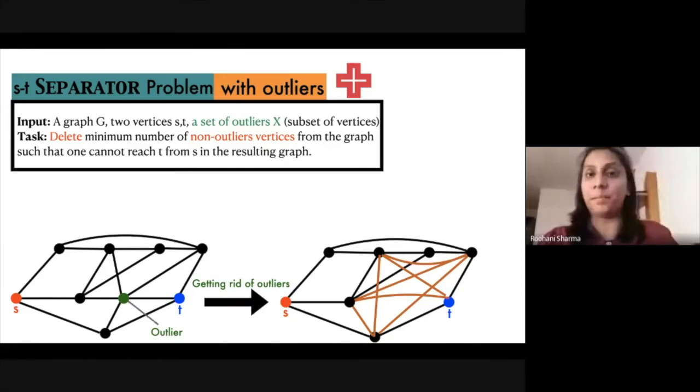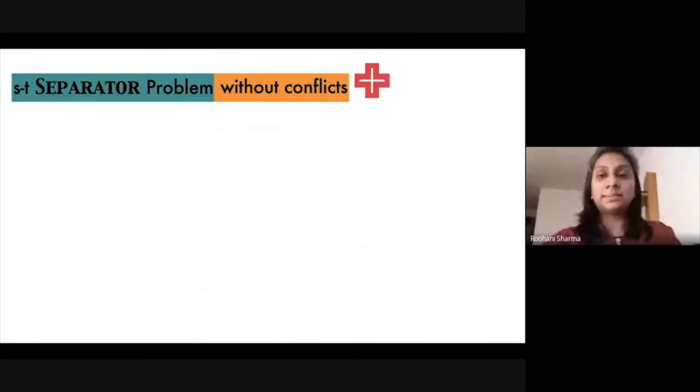So we got lucky here. Let us remember that adding outliers is easy for us. It does not make the problem harder. We can reuse algorithms here because we're going to use it later during the talk. Now let me talk about adding another kind of constraint, which is the constraint of conflicts.